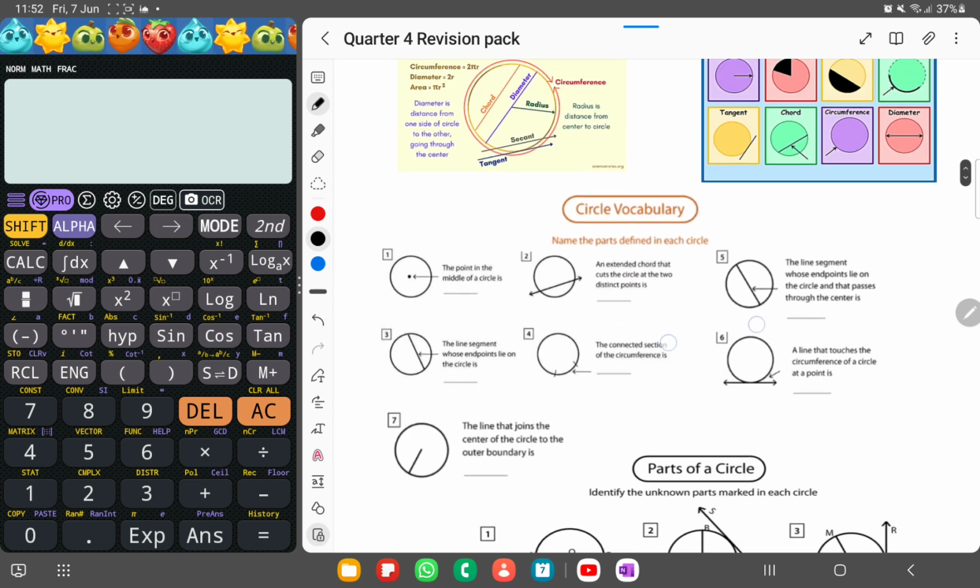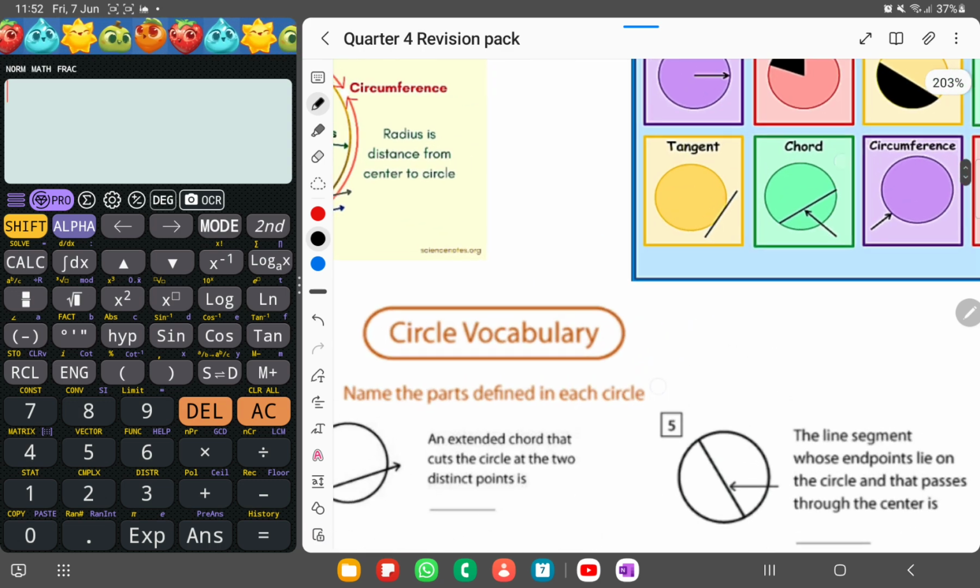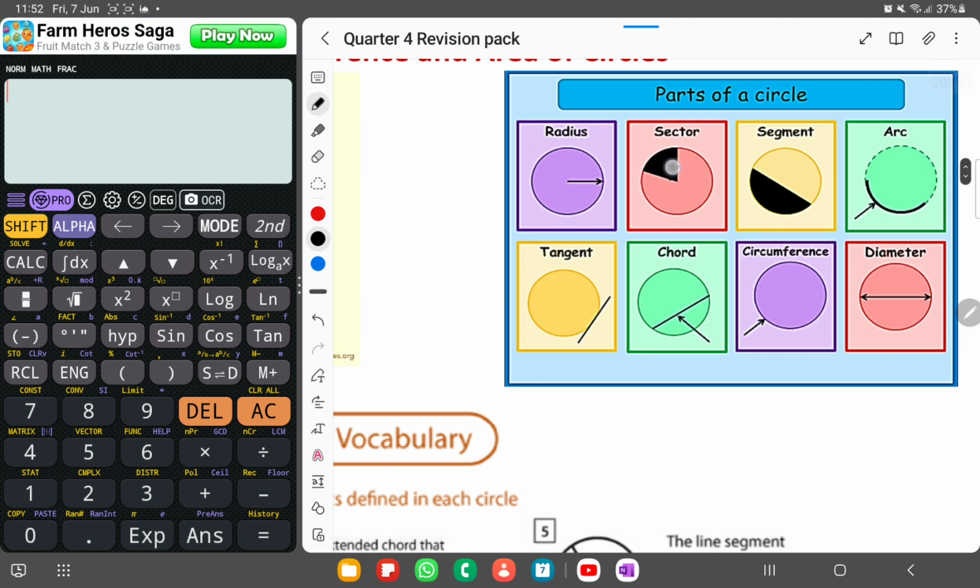Very good. At the beginning you need to know all the names of the parts of the circle, for example, what is a radius. This is a radius. We call this a sector and this a segment, both parts of the circle. The difference between a segment and a sector: a sector touches the center, a segment is away from the center. The arc, this part of the circle, is called an arc.